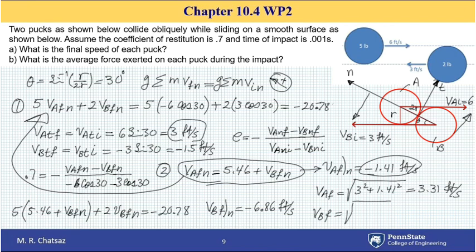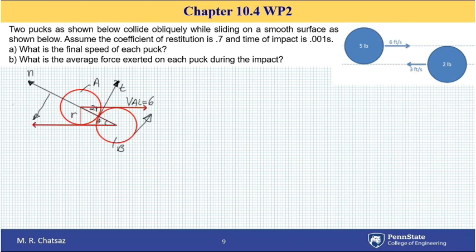If I do the same thing for ball B, the final velocity of B is the square root of 6.86 squared plus 1.5 squared. So this gives us a numerical value of 7.02 feet per second. So these are both velocities after collision. Let's go to the next slide for part B of the problem.